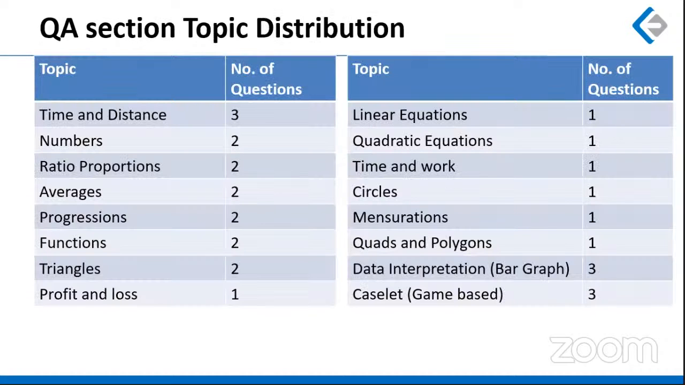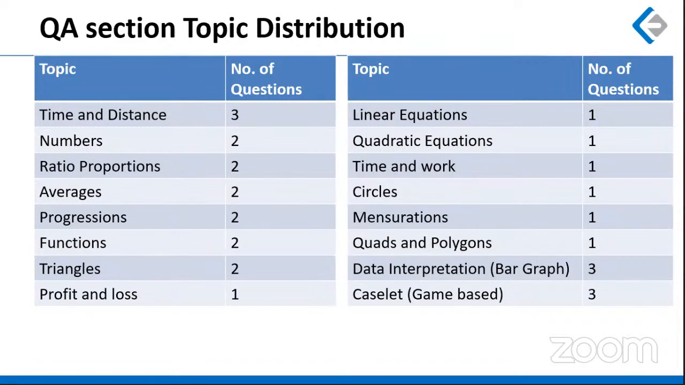So let's begin. This is the topic distribution for XAT 1. There were 3 questions from time, speed, and distance, 2 questions from chapters like numbers, ratio, proportion, averages. So it looks like a heavy arithmetic-based section. 2 questions from progression, 2 questions from functions and triangle as well, and 1 question from the remaining chapters. That's profit and loss, linear equation, quadratic equation, time and work, circles, mensuration, and quads and polygons.